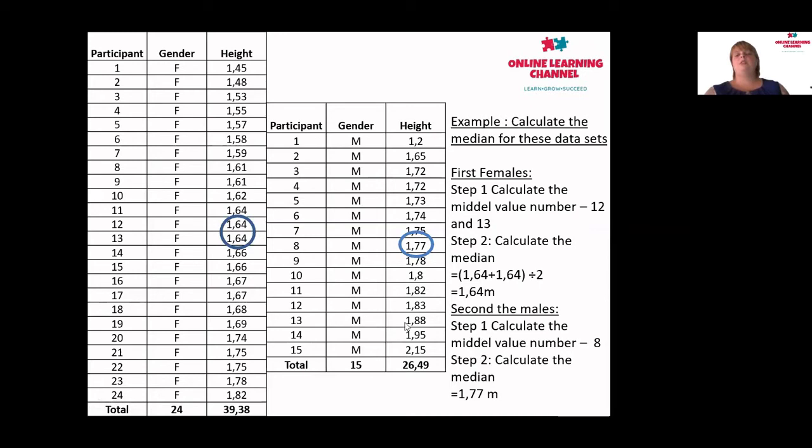The second, the males. Step 1 is calculate the middle value. There's 15. So in other words, number 8 is going to be your median, with 7 numbers on either side. So your median is number 8, 1.77 meters. So your median for your females is 1.64, and your median for your males is 1.77 meters.